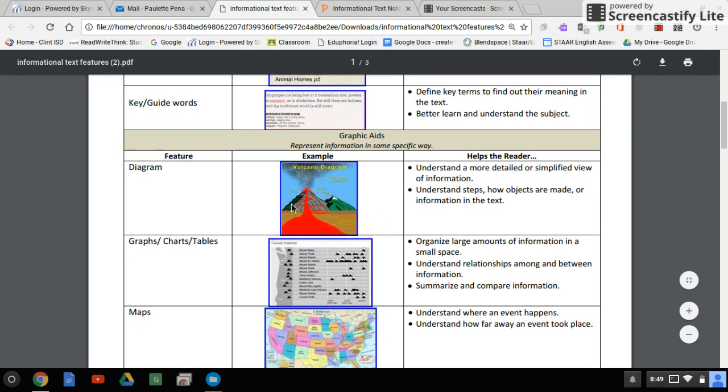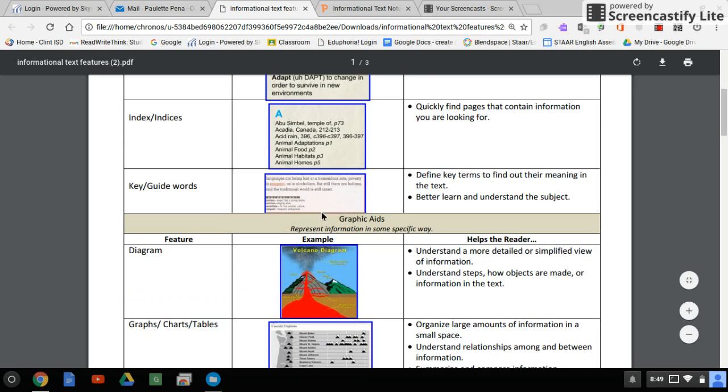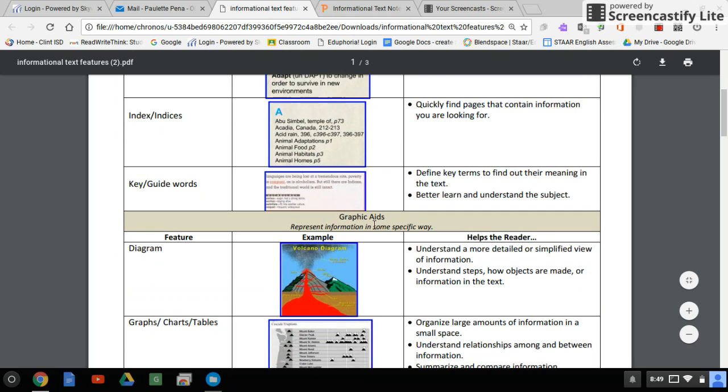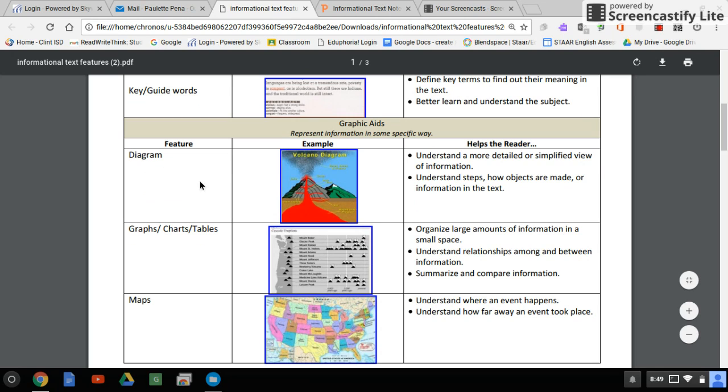The next one, these are graphic aids. So this all up here was an example of print features, anything that you can find within a print. The next one are graphic aids. Graphic means it's going to have some sort of a visual, okay? It's in a specific way, which way? In a visual way. The next feature you would find in an informational text is a diagram.